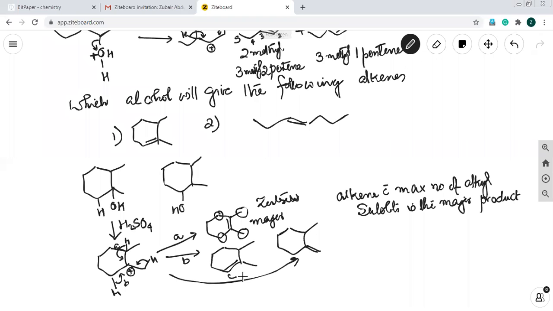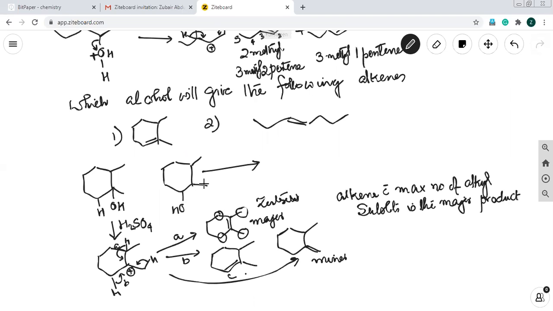And this is the second largest product. This is the most minor product. So we are not interested in this method. We want this as the major product. So what do we have to do? We will have to take this alcohol. No, not this, this we have taken. We have to take this alcohol.